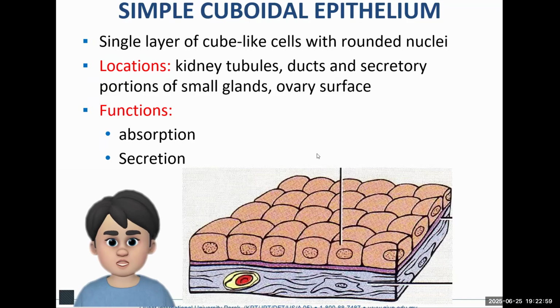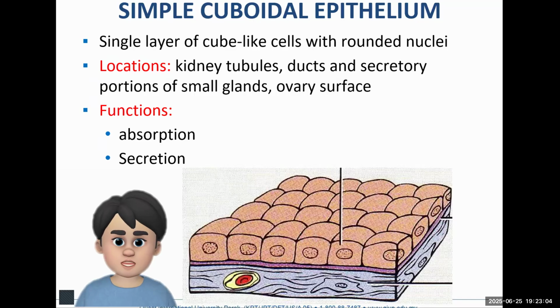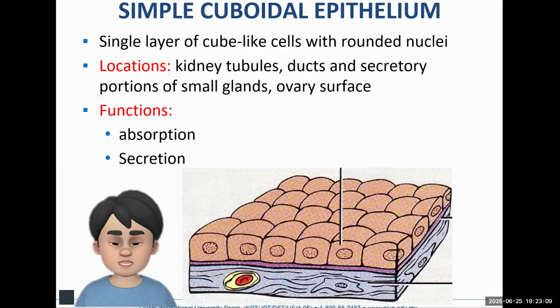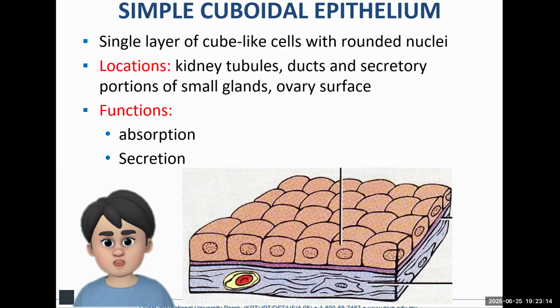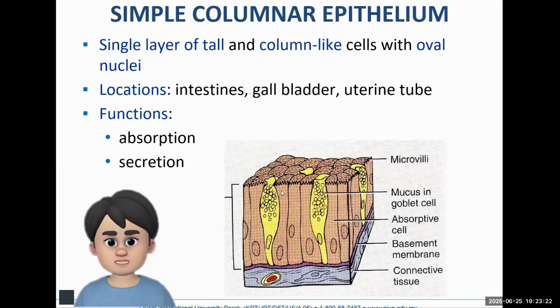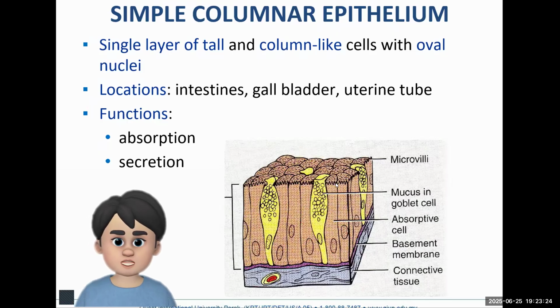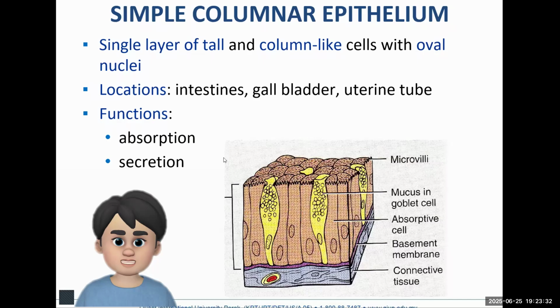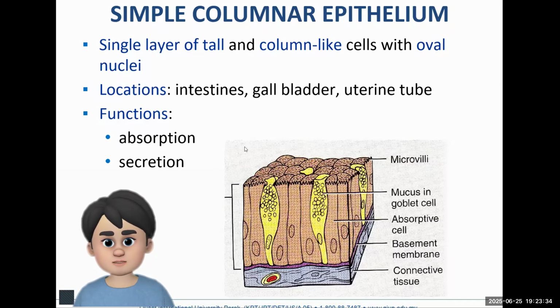Right. Simple cuboidal epithelium is a single layer of cube-like cells with rounded nuclei. Locations: kidney tubules, ducts and secretory portions of small glands, ovary surface. Function: absorption and secretion. Those things definitely you have to know. Simple columnar epithelium is tall, right? Here you get goblet cells, sometimes mucus. That means they release mucus, a gummy-like substance. They also have microvilli. So it has numerous functions: absorption and secretion, right?